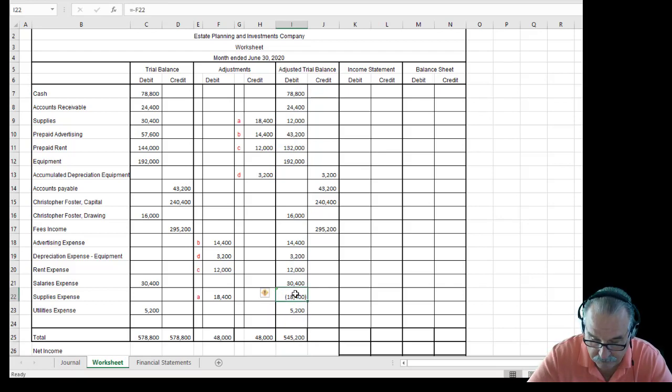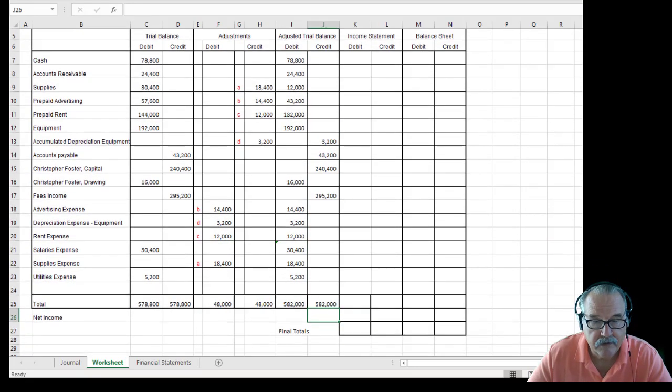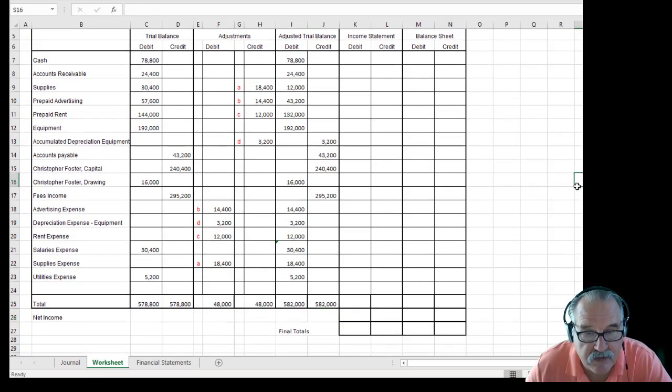Aha, this is wrong. Okay, good. There we go. 582,000 is the correct number. And we should get 582 on the credit side. So debits equal credits. So our last step is to spread these accounts. Our total debits equal total credits. You can't go forward until that works properly.